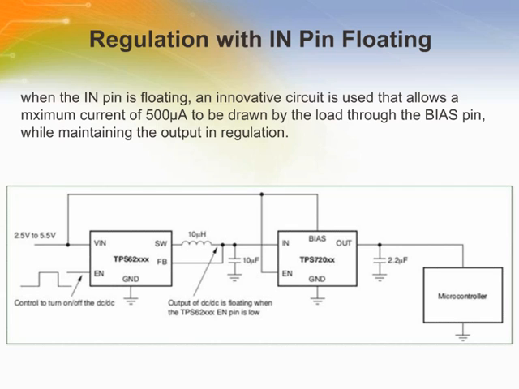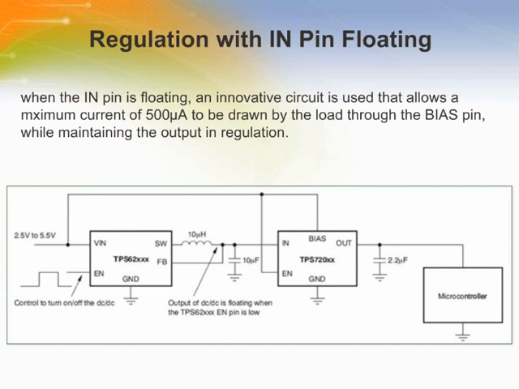The TPS72000 supports a novel feature in which the output of the LDO regulates under light loads when the IN pin is left floating. Under normal conditions, when the IN pin is connected to a power source, the bias pin draws only tens of milliamperes. However, when the IN pin is floating, an innovative circuit is used that allows a maximum current of 500 microamps to be drawn by the load through the bias pin while maintaining the output in regulation.